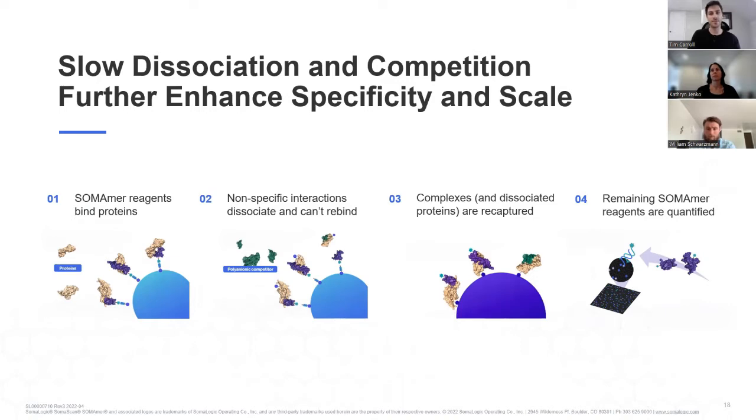For enhanced specificity, a universal competitor, as I had mentioned, shown here in green, is introduced to prevent any rebinding of non-specific complexes. Next, the biotinylated protein complexes are recaptured on new streptavidin beads for our second catch. Finally, we denature the proteins using chaotropic salt, which releases the SOMA reagents. They're then hybridized to complementary probes on an Agilent microarray slide, and the relative fluorescence is measured.